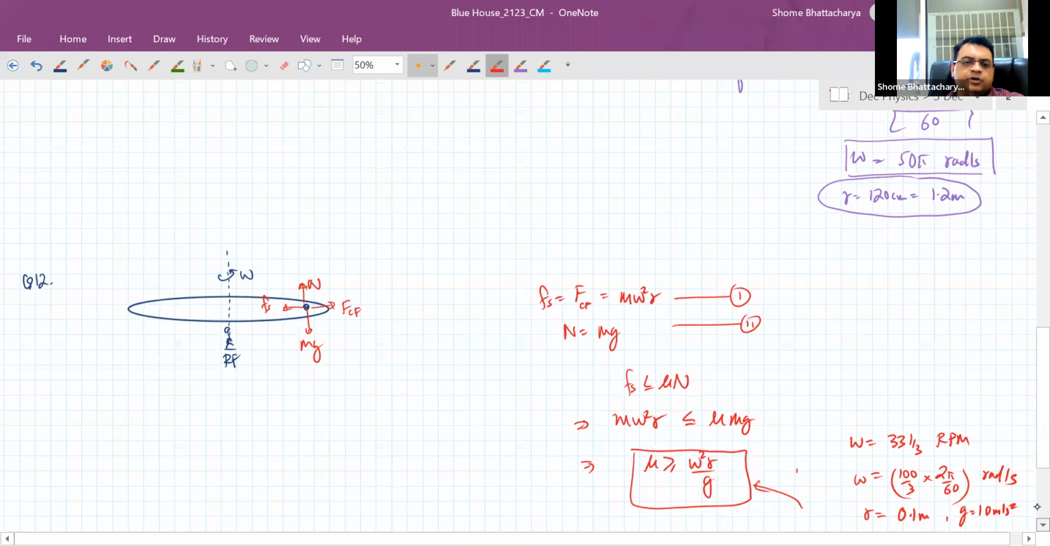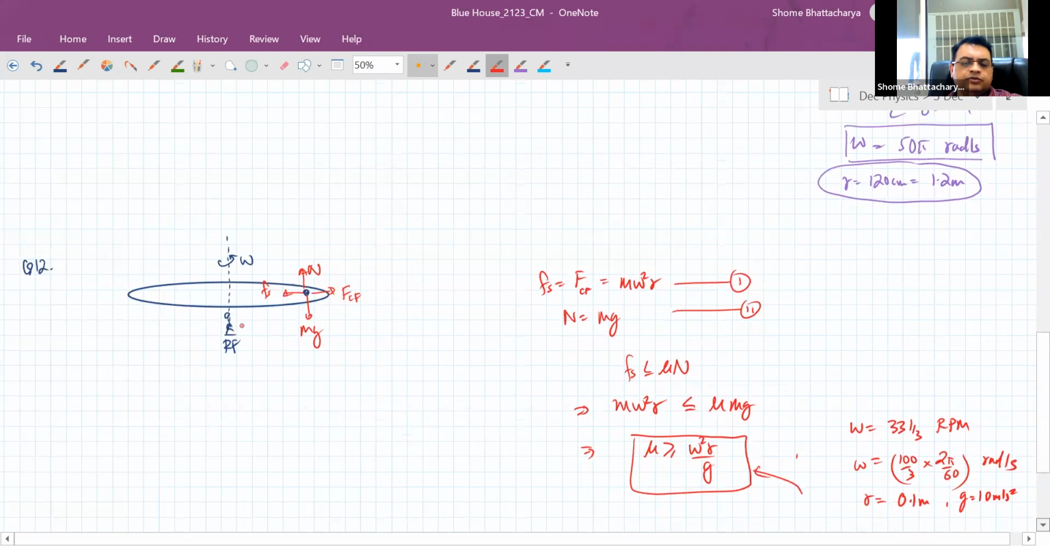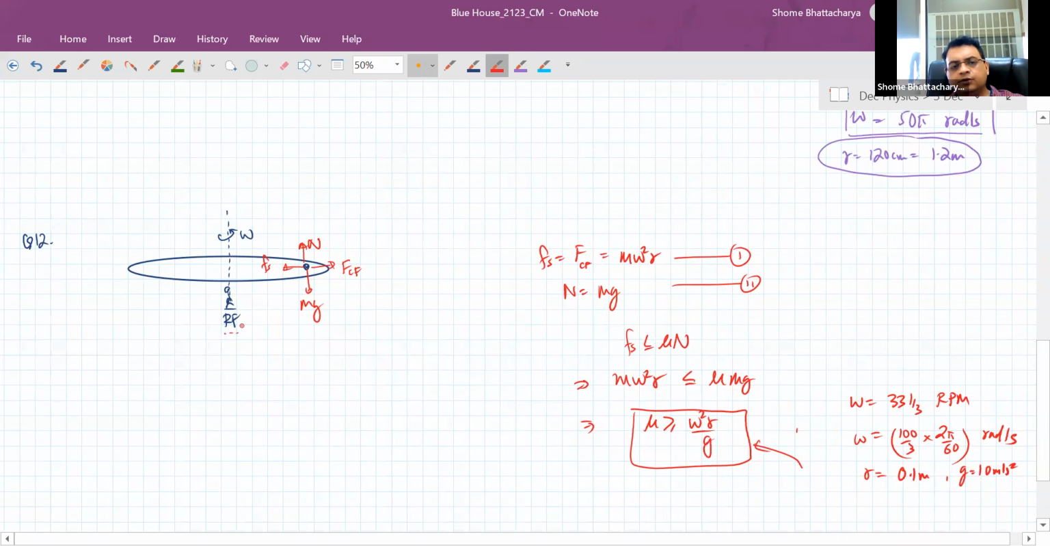So this time I have made the free body diagram in the rotating frame instead of the ground frame. So I have used the equilibrium condition in the rotating frame. So for me, static friction is balancing centrifugal force. Right. So this is also clear.